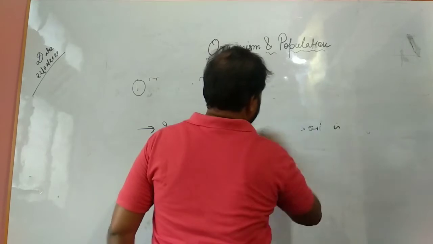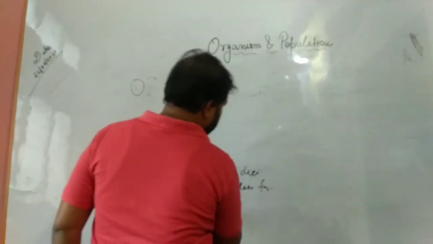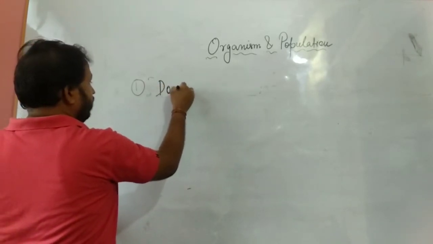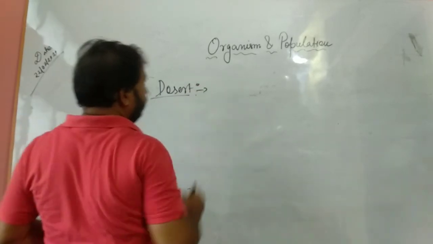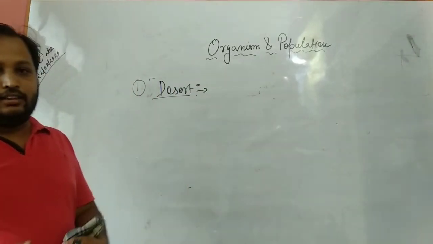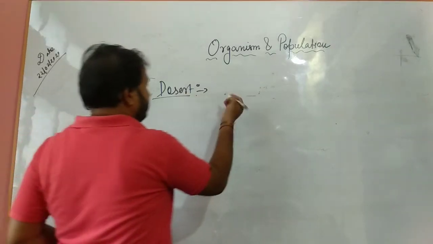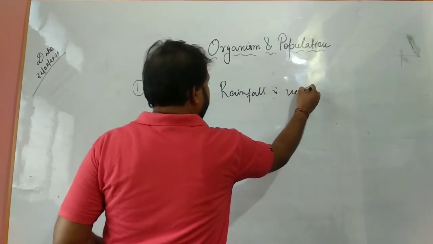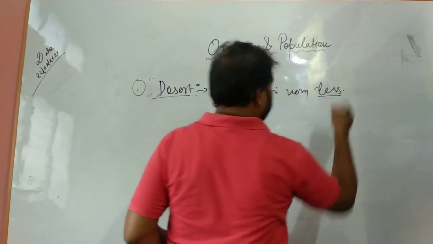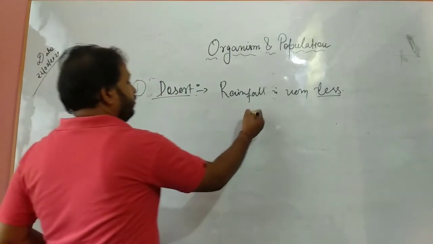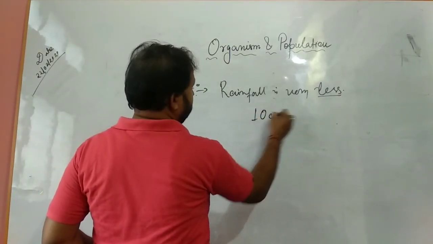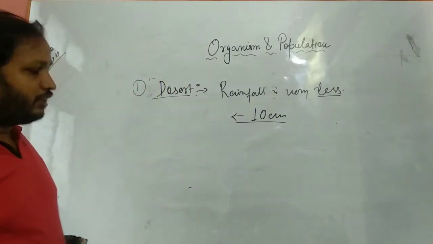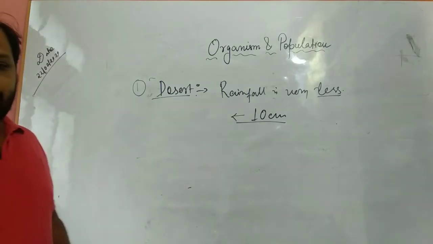Next biome considered here is the desert biome. Desert, I will do it shortly. Okay. The desert, we know, is a region where there is a lack of water. Rainfall is very less. In desert, the rainfall is below 10 centimeter. And the environment is very harsh.